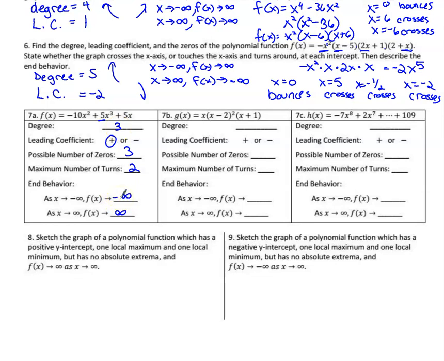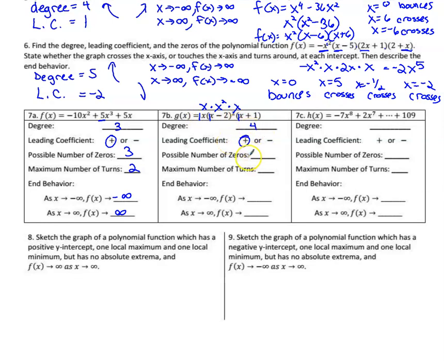On 7b, let's do the same thing. Don't forget, if you want to try these, you could always pause the video and do these on your own and then check them, but I'm going to go through this one with you. This one for a degree is x times x squared times x. That is 1, 2, 3, 4, power of 4, so a degree of 4. And if we look at the coefficients, that's 1 times 1 times 1, which is positive.